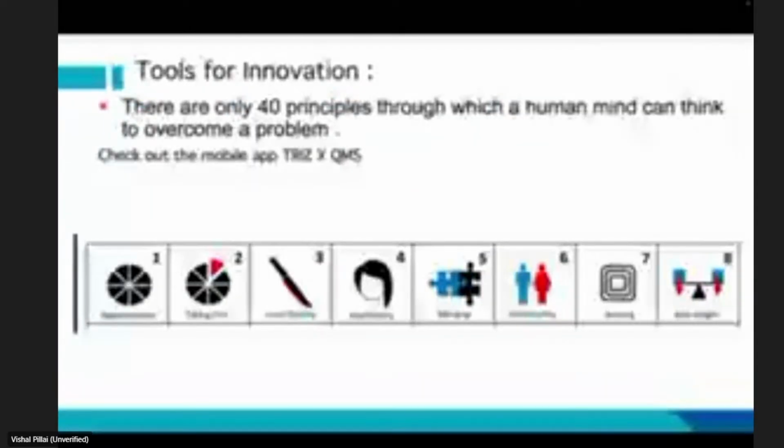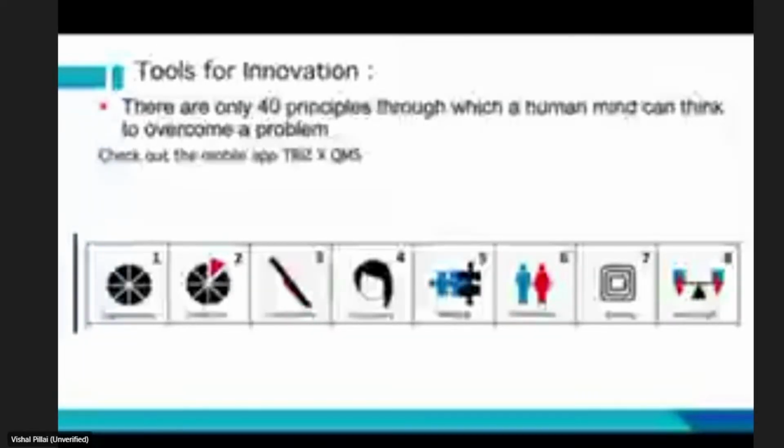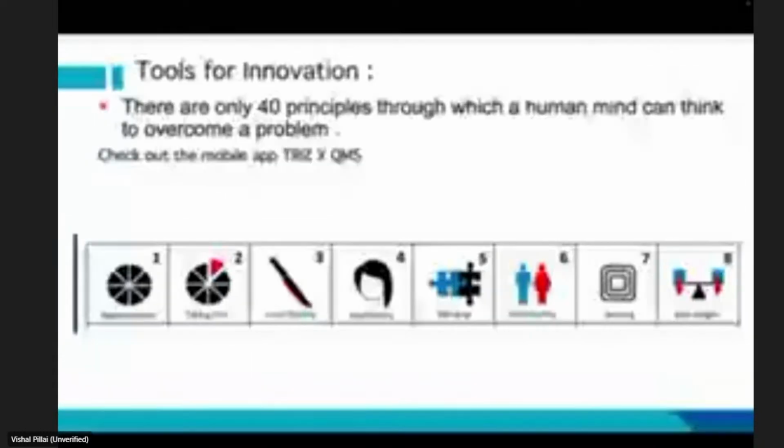Now, very important is how you are going to ideate. For this, I have just put up a mobile app. This is an Android app called Triz XQMS. This is an app which gives you the 40 principles through which a human mind can think to overcome a problem. Now, what are these? I'm not going to go through all the 40 principles, but I just want to give you an input on how you are going to select or think.